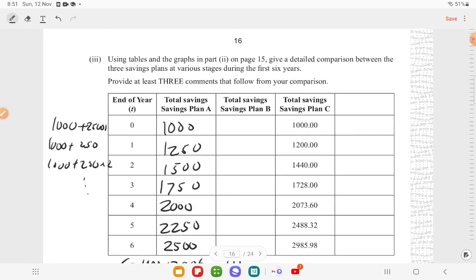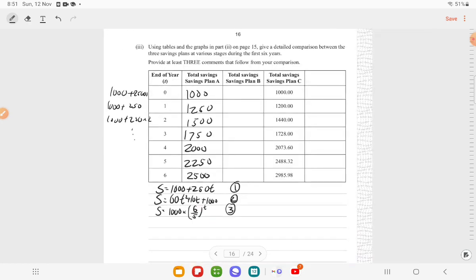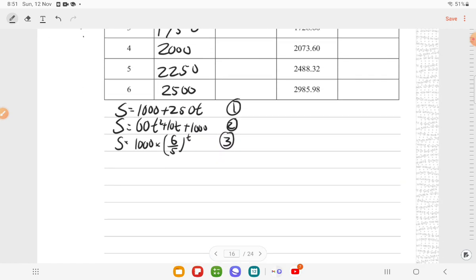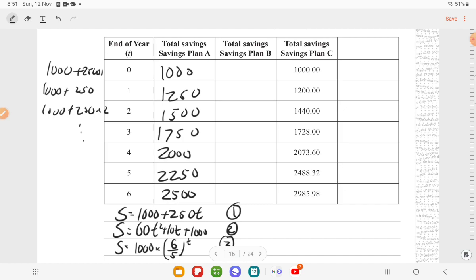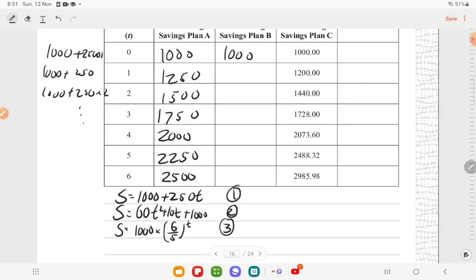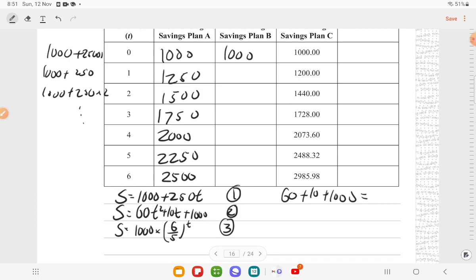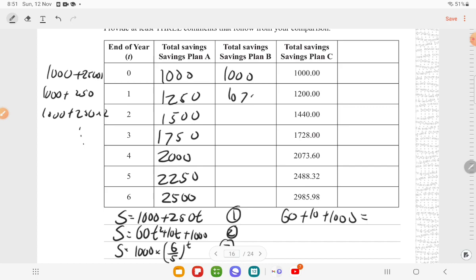Savings plan B. Okay, I think you just plug it into a calculator. The original is 1,000, then 60 plus 10 plus 1,000, which is equal to 1,060, I think. Oh no, 1,070. 1,070, then do this for all of it.